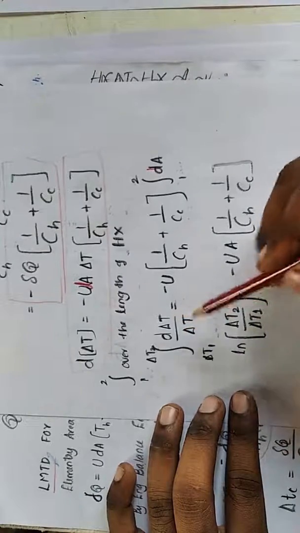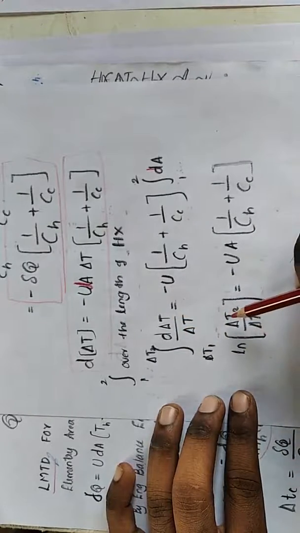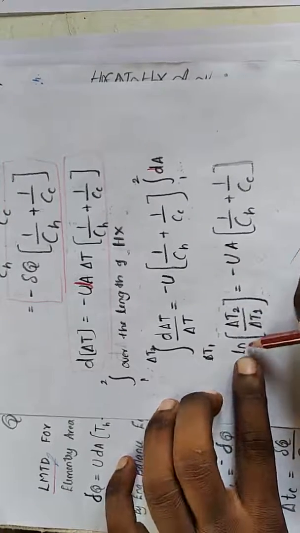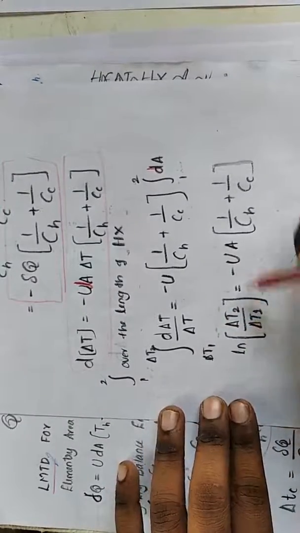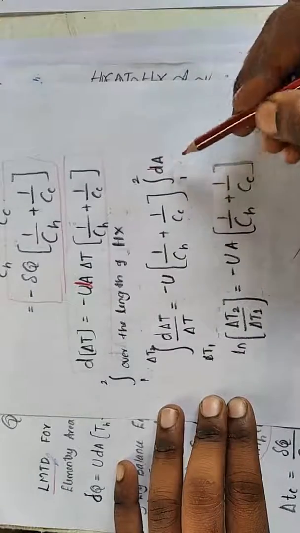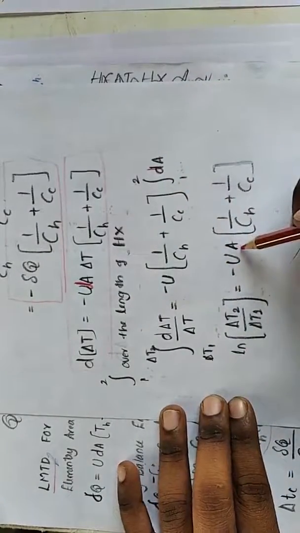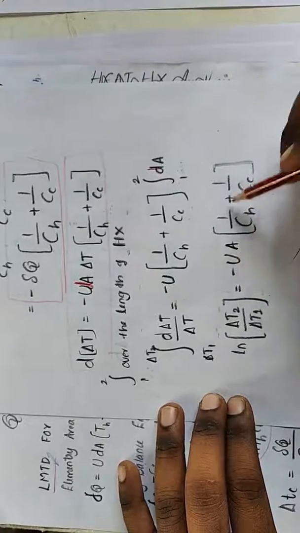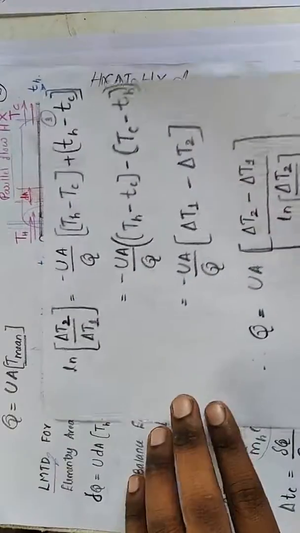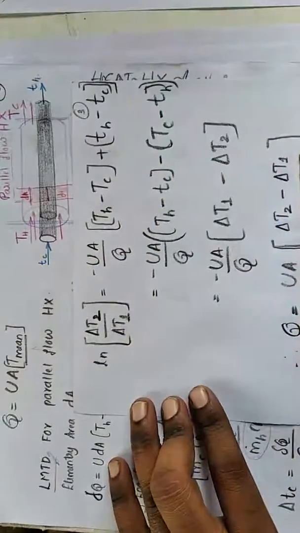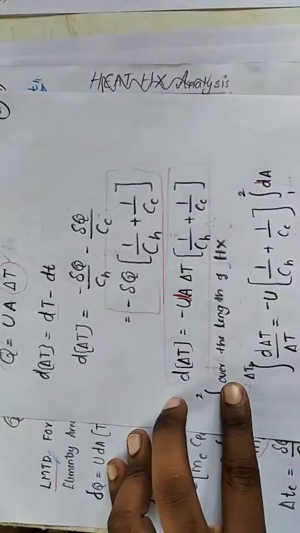Now, as we know, dx by x is equal to ln. Now we know ln delta T2 by delta T1 is equal to minus U into area, area 1 minus area 2, means total area, into 1 by C_h plus 1 by C_c. Now, ln delta T2 by delta T1 is equal to UA into 1 by C_h plus 1 by C_c.